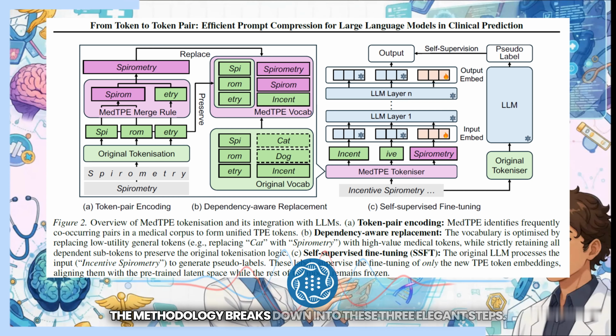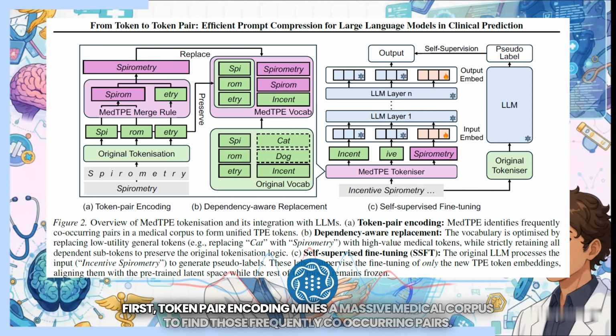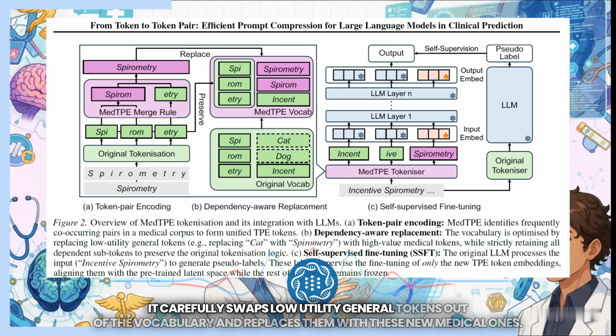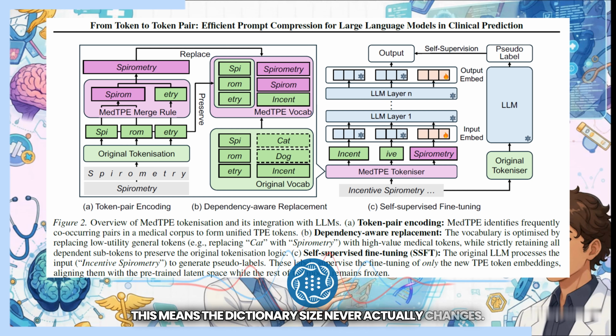The methodology breaks down into these 3 elegant steps. First, Token-Pair Encoding mines a massive medical corpus to find those frequently co-occurring pairs. Second, it uses dependency-aware replacement, and this is so clever. It carefully swaps low-utility general tokens out of the vocabulary and replaces them with these new medical ones. This means the dictionary size never actually changes.